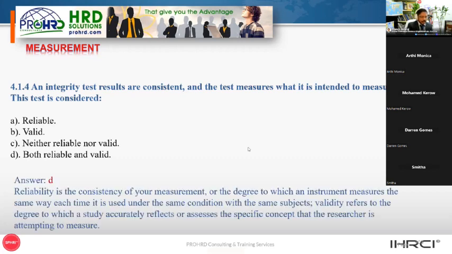Yes, reliability is the consistency of your measurement, or the degree to which an instrument measures the same way each time it is used under the same conditions with the same subjects. The name itself, reliability, means repeatability or consistency. Consistently it is happening, recurring. Validity refers to the degree to which a study accurately reflects or assesses the specific concept that the researcher is attempting to measure. You can distinguish reliability and validity. Do you have any doubts?